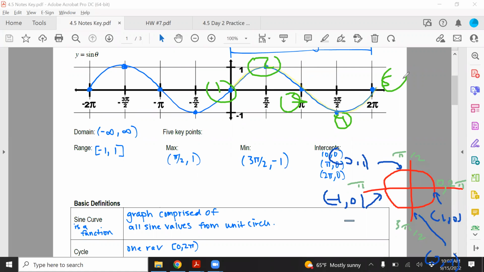Sine curves are always going to start at the origin, unless you shift it horizontally, which we're not going to do in this class. So for the sake of this class, our sine's always going to start at the origin. But it could open down instead of opening up, depending on what a is, if it's positive or negative. We'll get to that in just a bit.